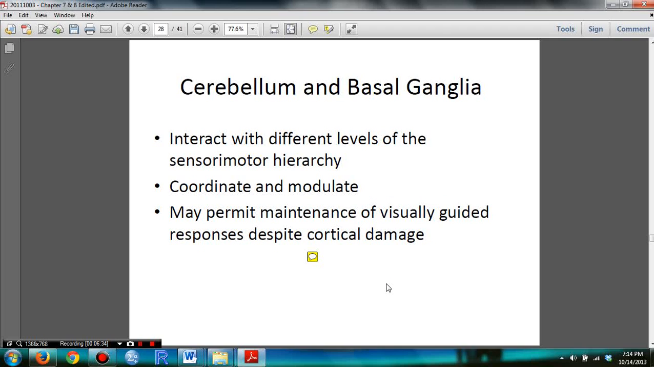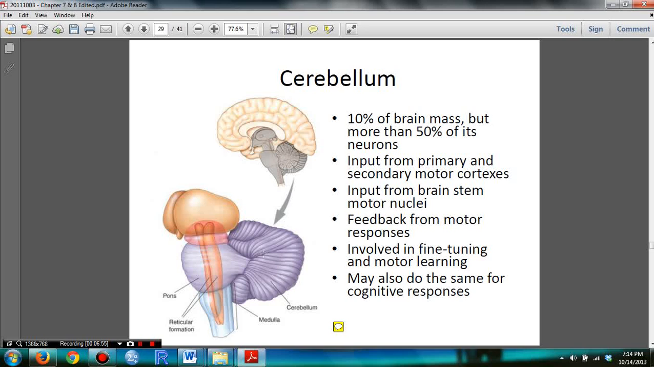Then it is important for us to know the cerebellum and the basal ganglia. They interact with different levels of the sensory motor hierarchy. Keep in mind that the cerebellum and basal ganglia are important for movement. You need to know the cerebellum. What the cerebellum does is make sure the neural signals are correct.